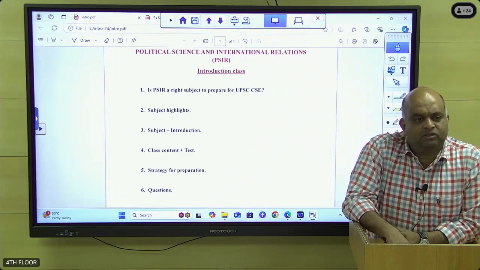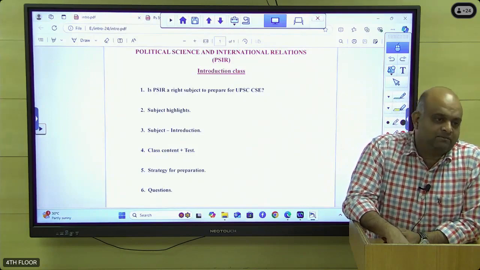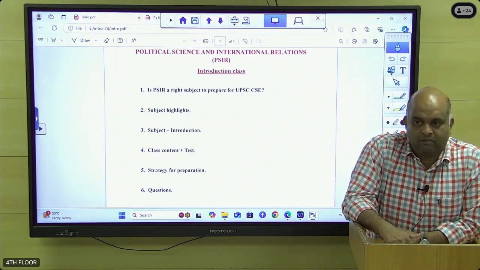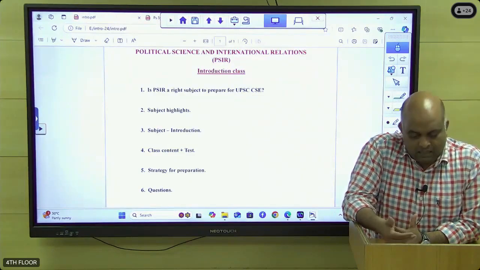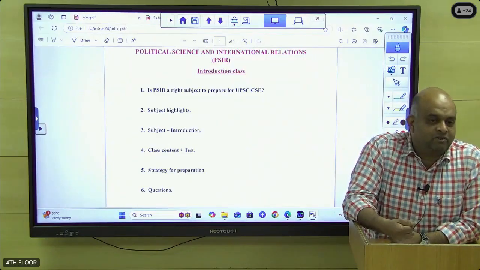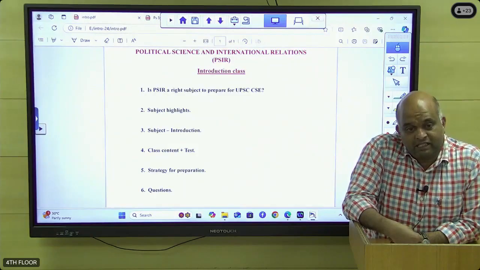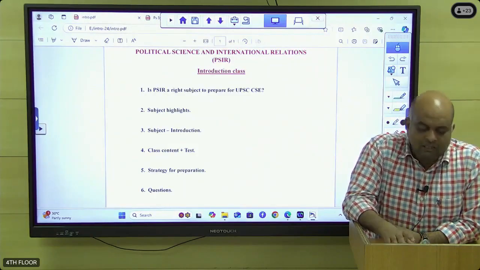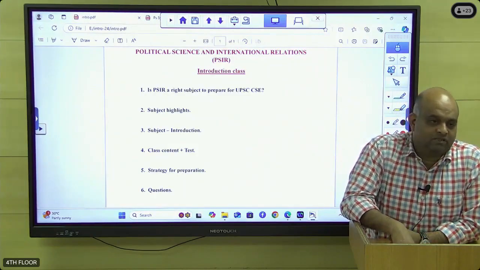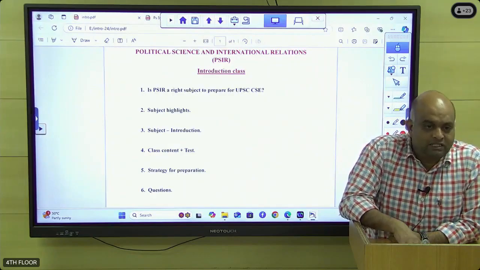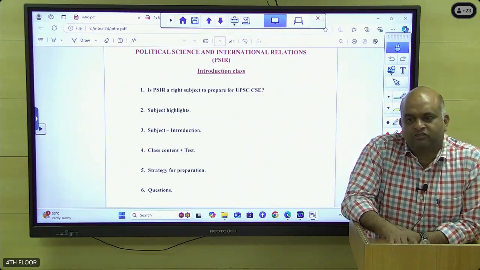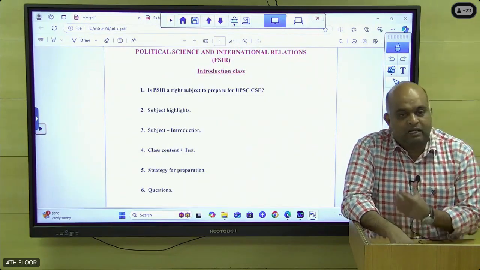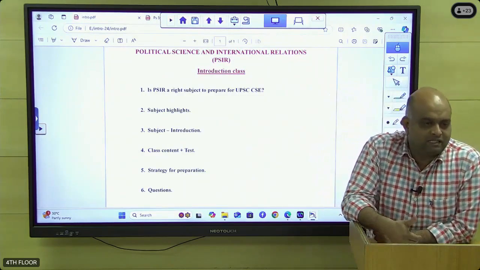Another half of the syllabus is the application part. That means what we read from newspapers, inferring information from newspapers and what is going on in and around us. Based on that, if you have writing skill, that part is also there in our syllabus. That's why I said it is both dynamic as well as static. Static part means concepts, philosophers, ideas, ideologies. We will be discussing these things.